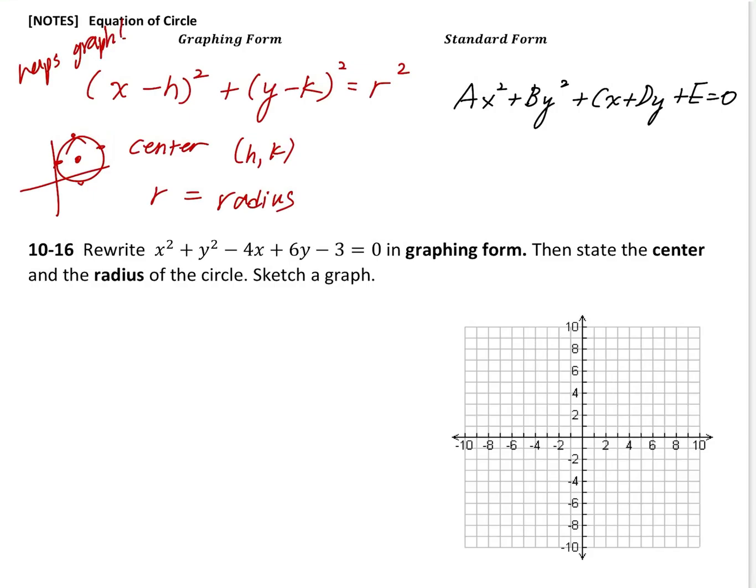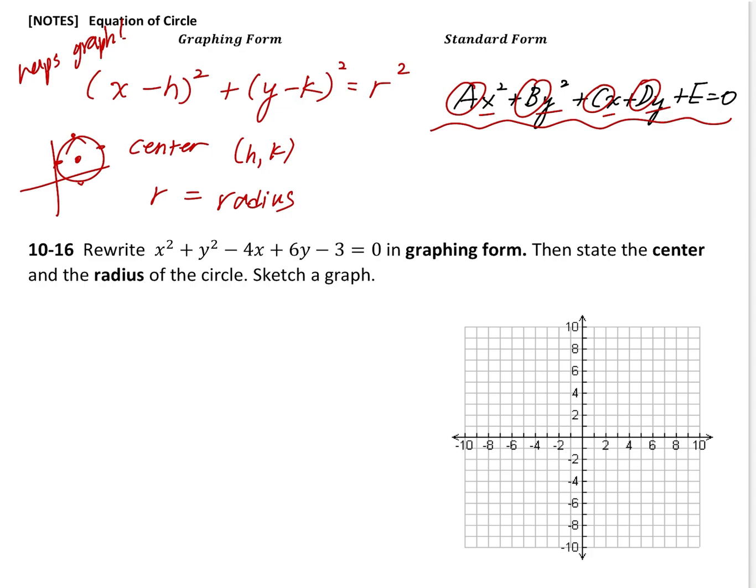All right, now here's something called a standard form. Here's a standard form equation of a circle. It's a bunch of x squared, y squared, xy, and a bunch of numbers in front of it. We call these coefficients, okay? Any equation that looks like this is an equation of a circle, but it's in standard form.